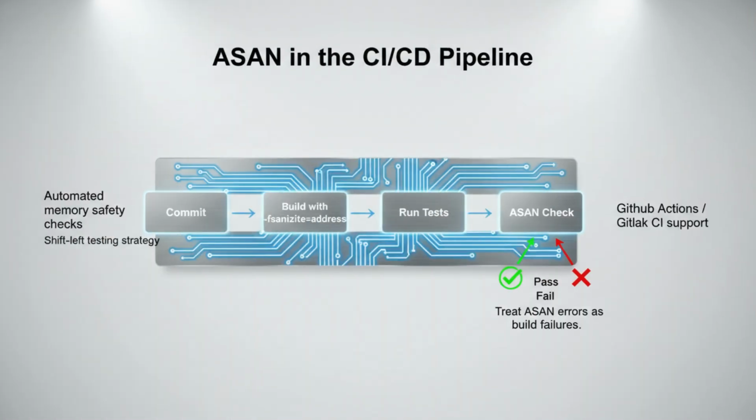In a modern DevOps environment, ASAN should be integrated directly into your CI/CD pipeline. By compiling and running your tests with ASAN enabled during every build, you create a safety net that catches memory bugs as soon as they are introduced.